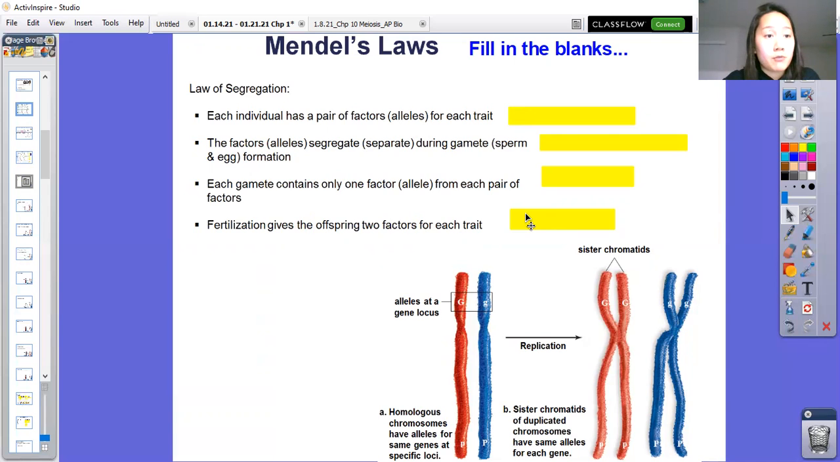I would love it if you could have them written down, and then I will check it in your notes. Again, after this, you have your problem set 1, where you're going to work on monohybrid crosses, and later this week, we're going to touch on dihybrid crosses.